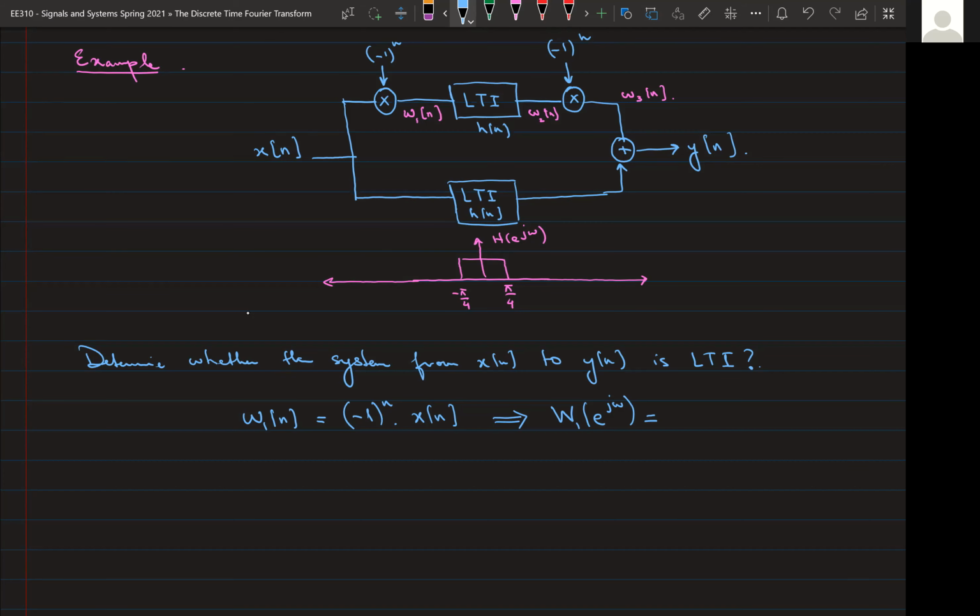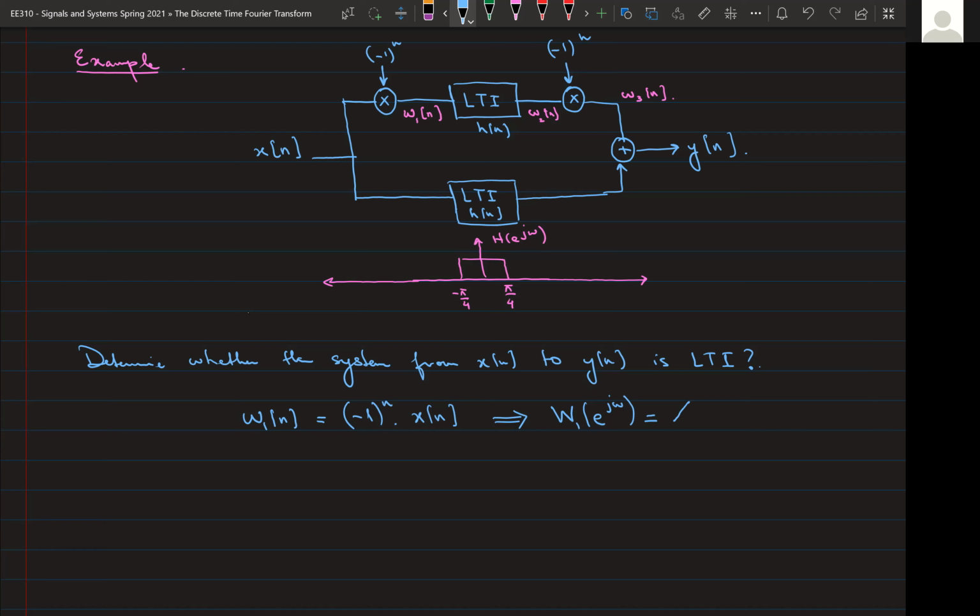Right, so if I multiply a time domain signal with minus 1 raised to power n, what happens in the frequency domain? It alternates in the time domain, right? But in the frequency domain, we talked about shifting, right? And shifting in the frequency by how much?